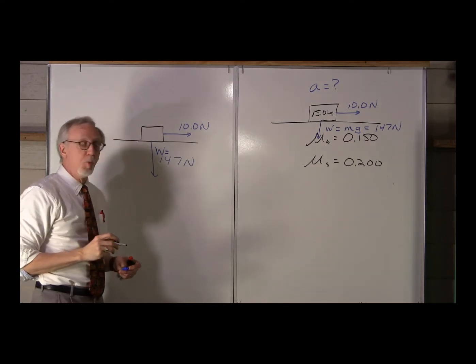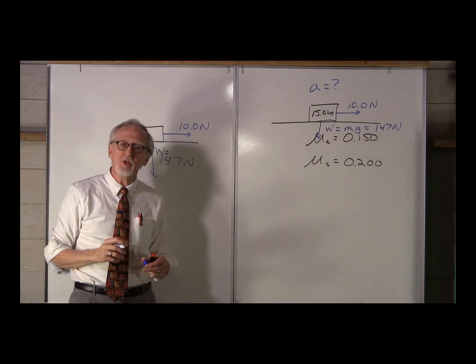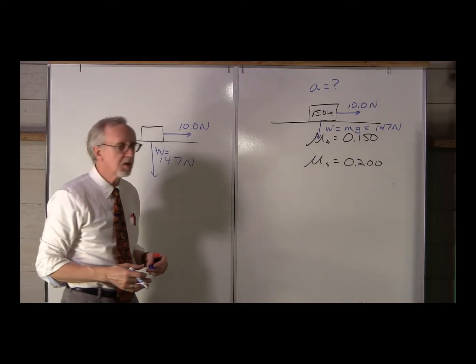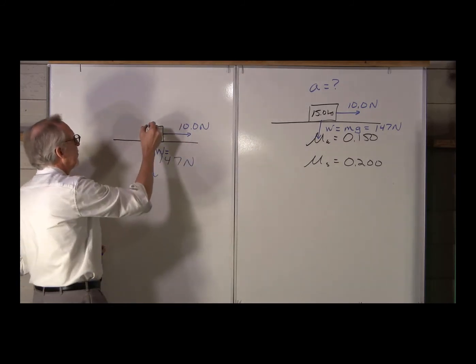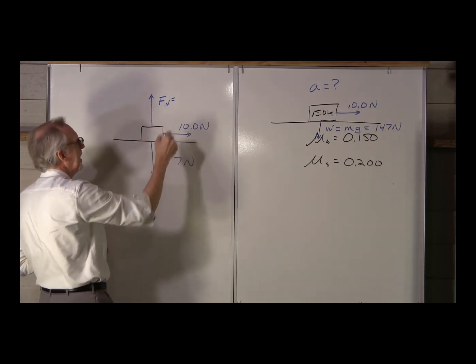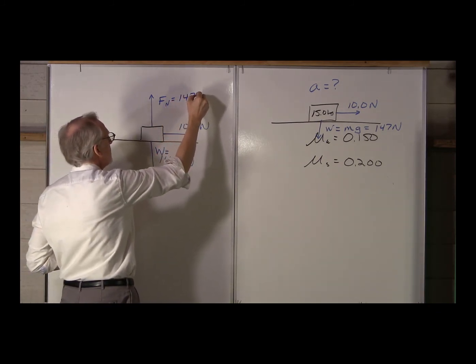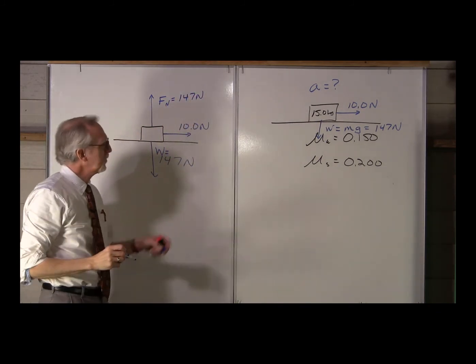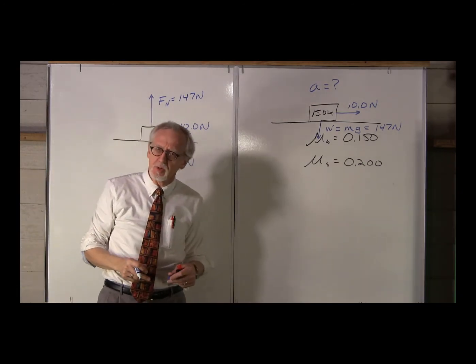What else? Well, anytime we have something resting on a surface, in general, we'll have a normal force. In this case, there are no other vertical forces, so we know we'll have a normal force that balances the weight, which is 147 newtons. There's going to be a frictional force.